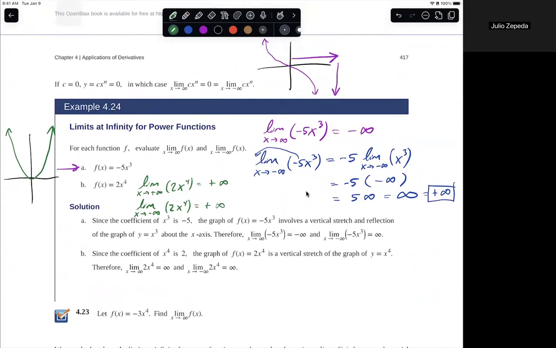Now let's just read what they said here. Since the coefficient of x to the fourth is positive 2, the graph of f of x equals 2x to the fourth is a vertical stretch of the graph of y equals x to the fourth. Therefore, the limit is positive infinity on the left side and the right side. Okay, yeah, they didn't really give too much insight on that.